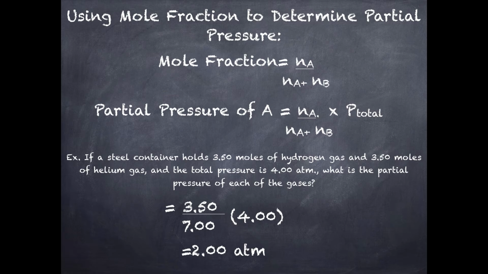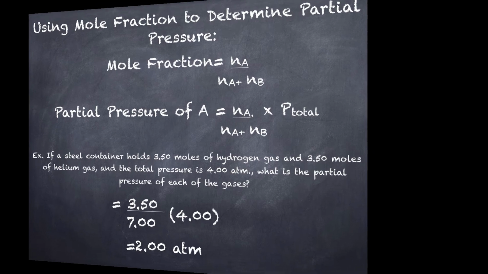Now notice, based on Dalton's law of partial pressures, the partial pressures of these two gases are going to add together to give you the total pressure. So 2.00 plus 2.00 gives you 4.00 atmospheres.